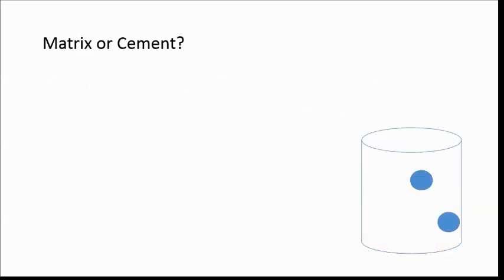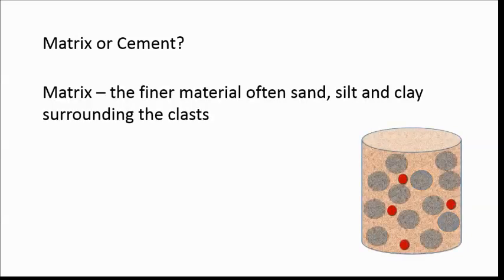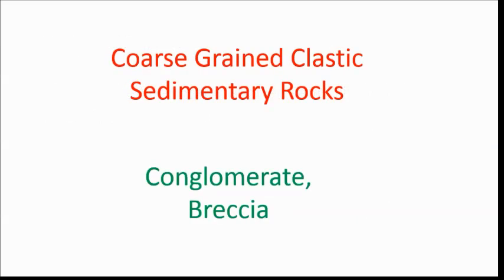Matrix, well, really that's when we have the rapid deposition and the particles are deposited at the same time as the finer material. And as you can see from these individual clasts, the larger clasts, they're not touching. So we call that matrix supported. And that's often associated with rapid deposition where the larger and the finer clasts are all deposited at the same time. Okay, so let's have a look at the individual groups of clastic rocks.